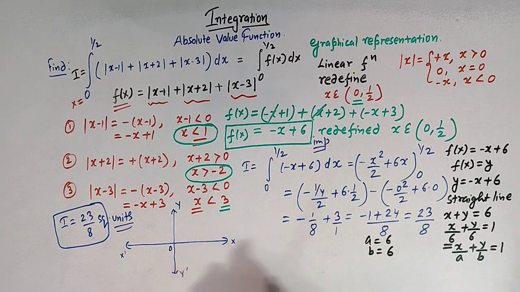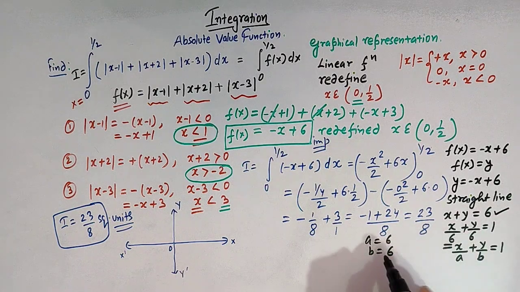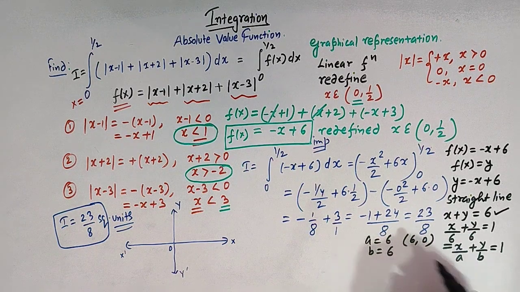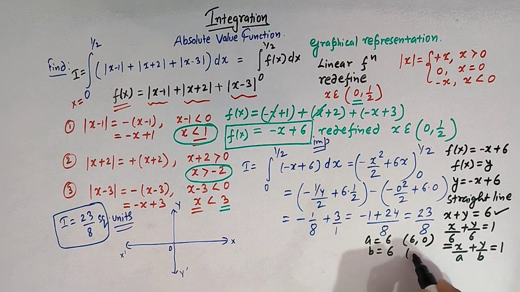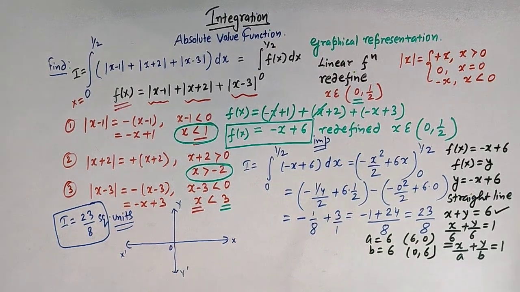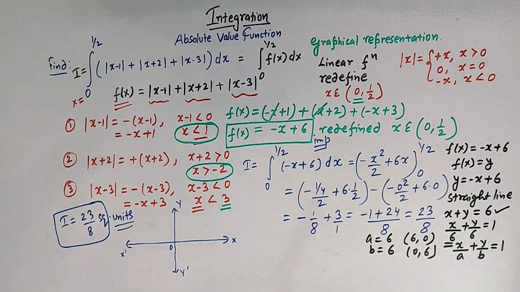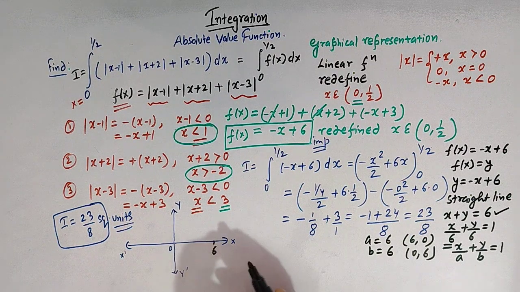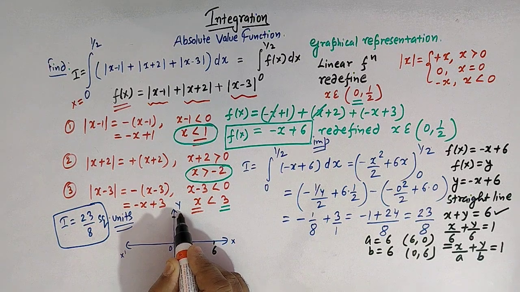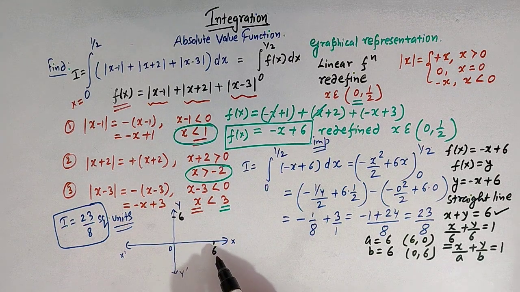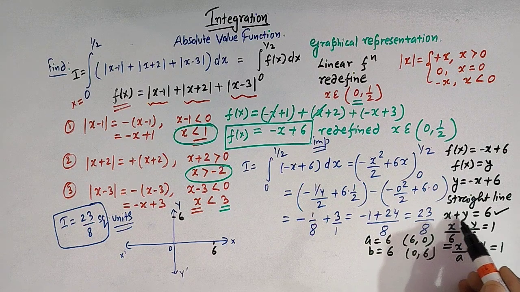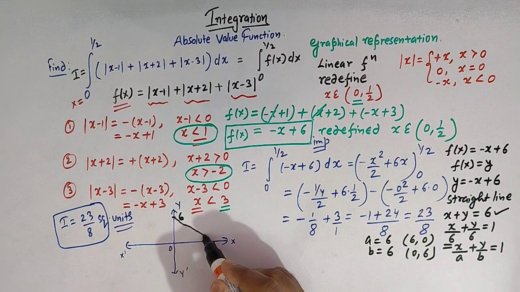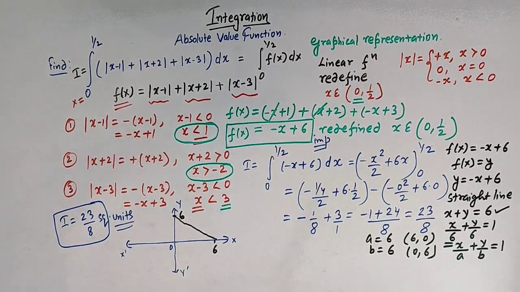So it means this straight line cuts the x-axis at the point 6 comma 0, and the y-axis at the point 0 comma 6, right? So now here we can take the point 6, and here we can take the point 6, right? So this is a rough diagram. So the straight line x plus y is equal to 6 can be drawn like this, right?